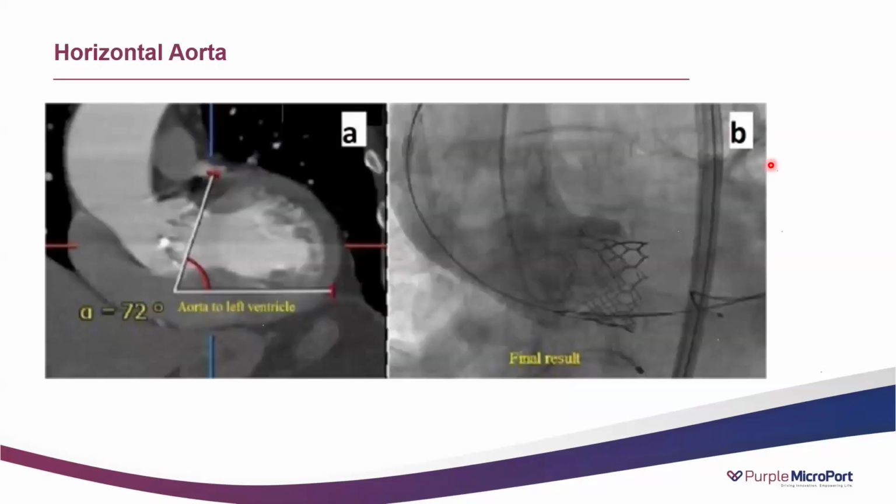Then comes the horizontal aorta. I'm not telling you to reject, but we have to be careful in selecting, because first time operators will be using it, so we have to tell them it's a horizontal aorta, sir, be careful.